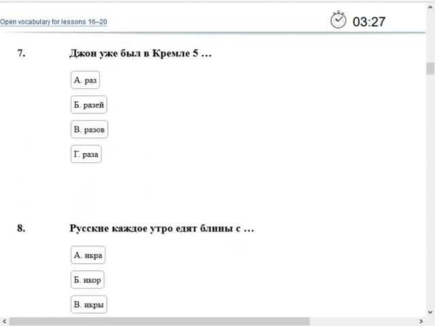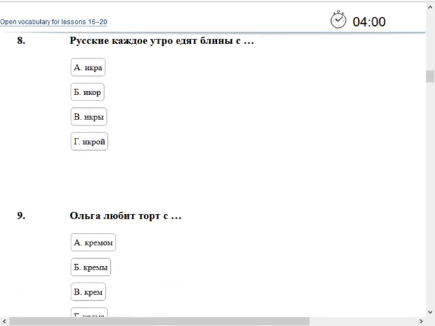John уже был в Кремле 5 раз. So John was already in the Kremlin 5 times. Once again, we have the genitive plural. Again, as I said, all numbers from 5 through 20 use the genitive plural. Well, obviously 5 is in the range of 5 through 20, so we have the genitive plural. And genitive plural of raz, time, like in the sense of he was there 5 times, is also just раз.